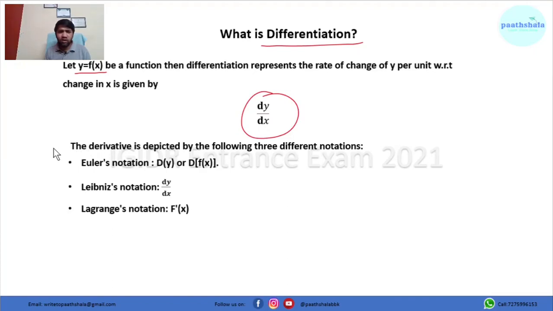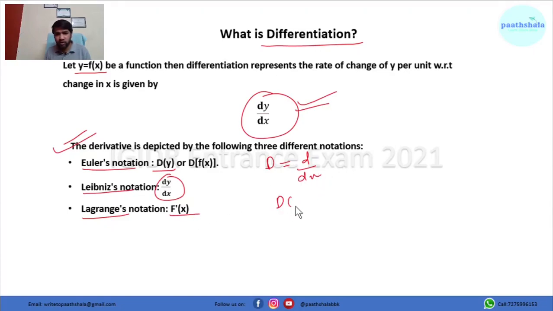So there are different notations given by different mathematicians. Euler's notation is d/dx, pronounced as d dx. Leibniz notation, which I have already mentioned here, is dy by dx. Lagrange's notation is f dash x. So all three are the same. If I say d/dx, or dy by dx, or f dash x, these all three are the same. These are just different notations given by different mathematicians.